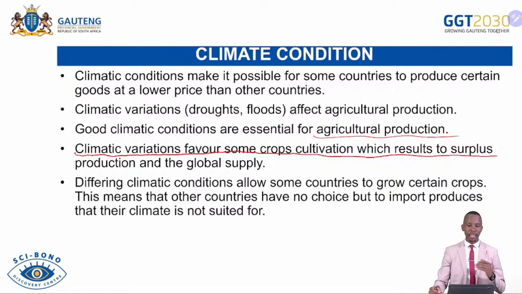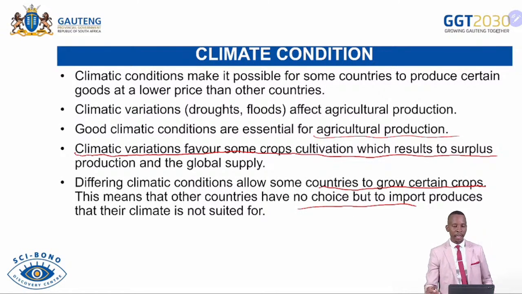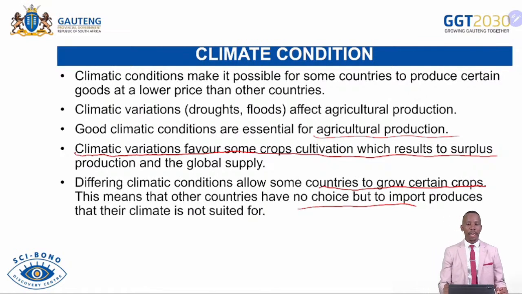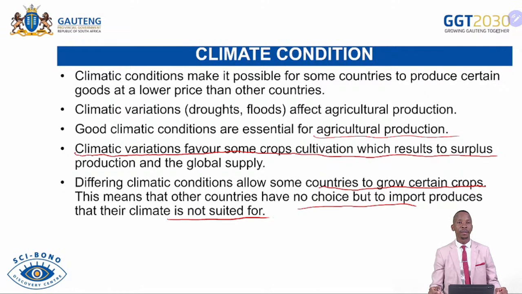So the differing climate conditions allow some countries to grow certain crops. This means that other countries have no choice but to import that particular product, as it's not suited for their climate condition. So that is it about the climate change.